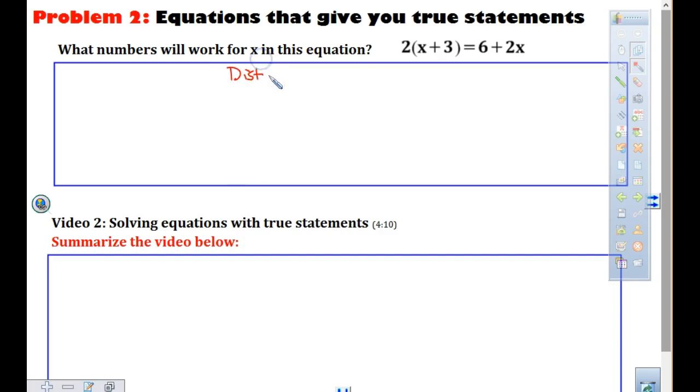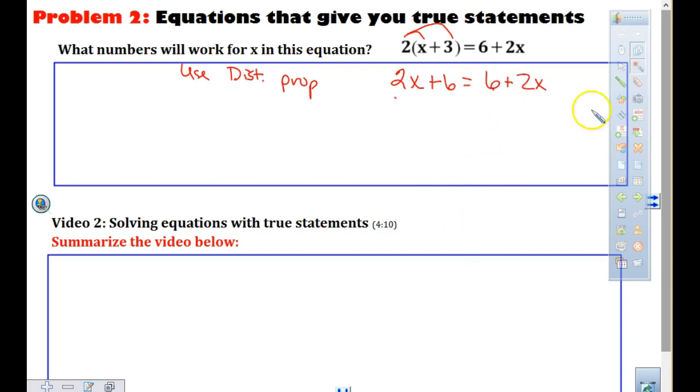And if we're going to start with the distributive property, right? That means I need to get rid of my parentheses by multiplying. What are you going to end up with? 2x. Okay. 2x plus 6. So let's write that right below the problem. We have 2x plus 6 is going to be equal to 6 plus 2x.